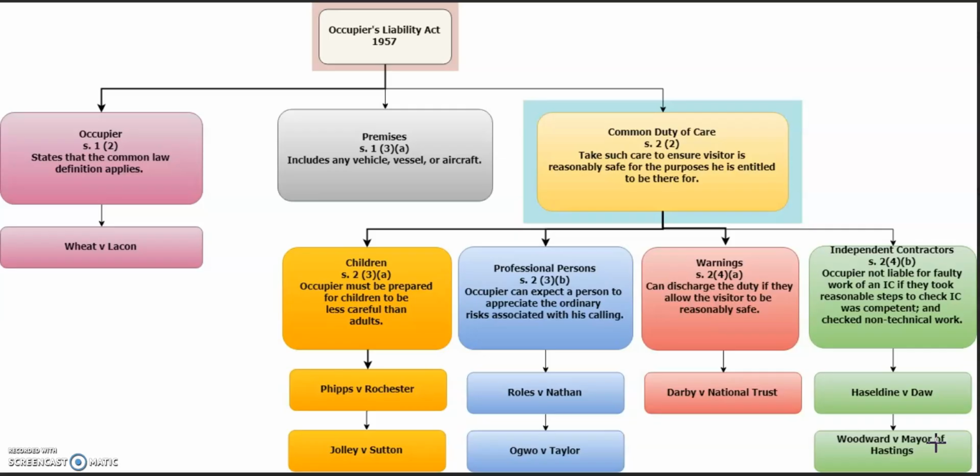So in your scenario, it's always going to come down to whether it was possible for the work to be checked and whether the occupier took reasonable steps to make sure that the independent contractor appeared to be competent to do the work. Okay, so that's our whistle-stop tour of the Occupiers Liability Act 1957. I hope you found that bit of revision really helpful for your exams.